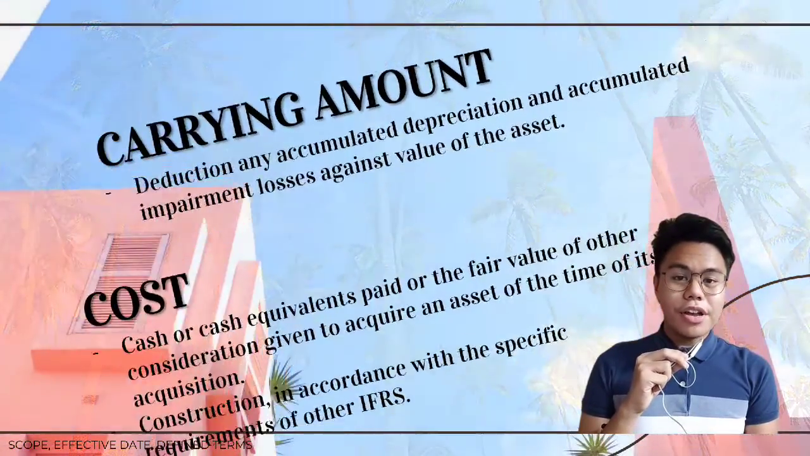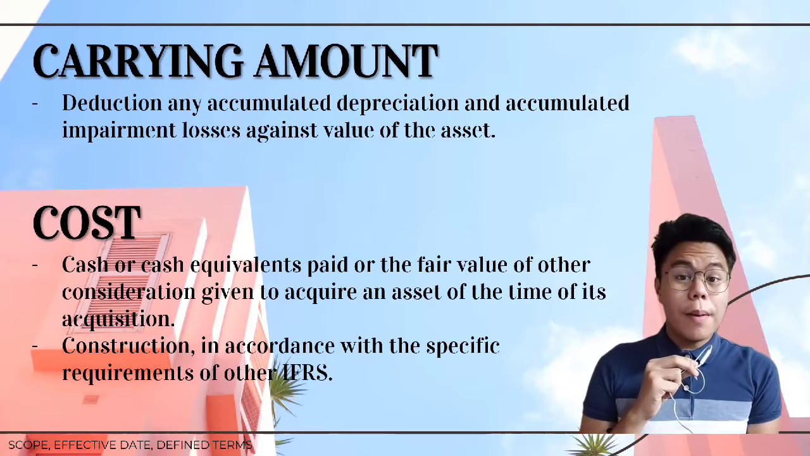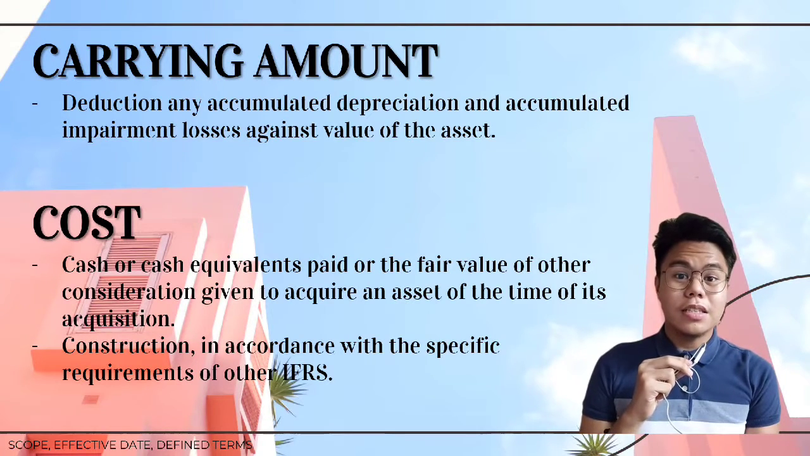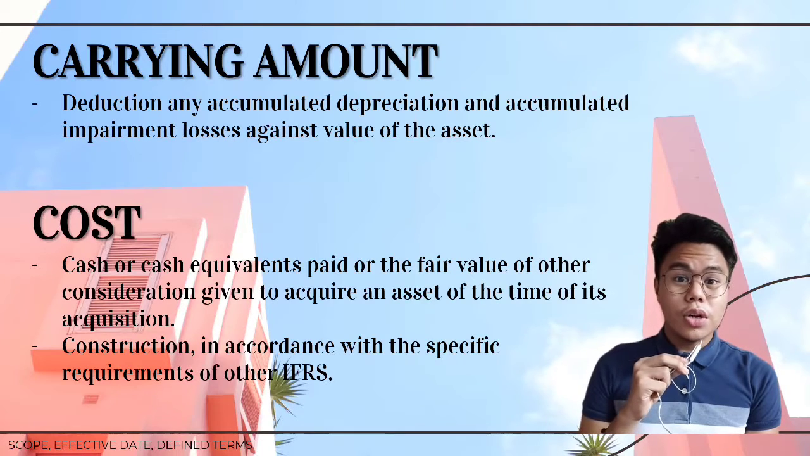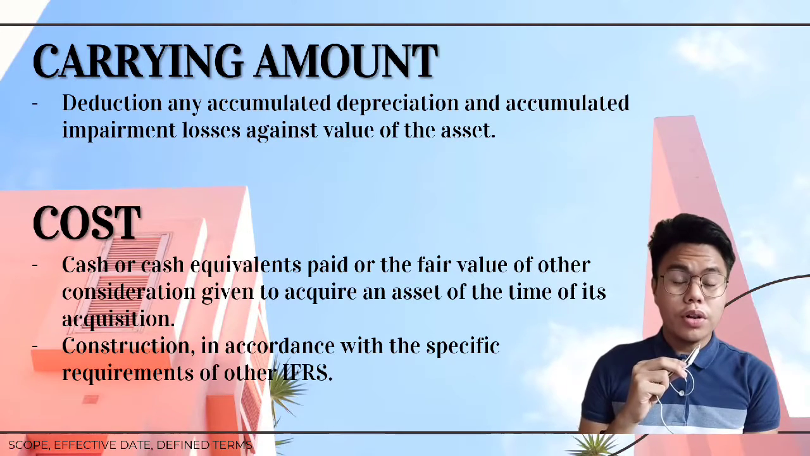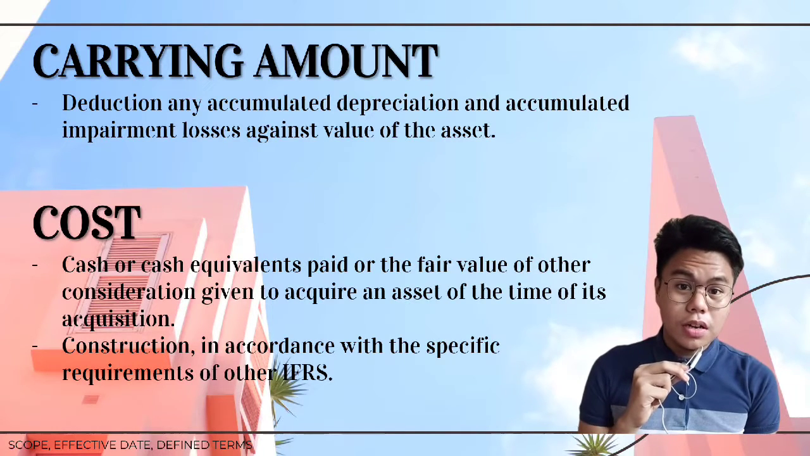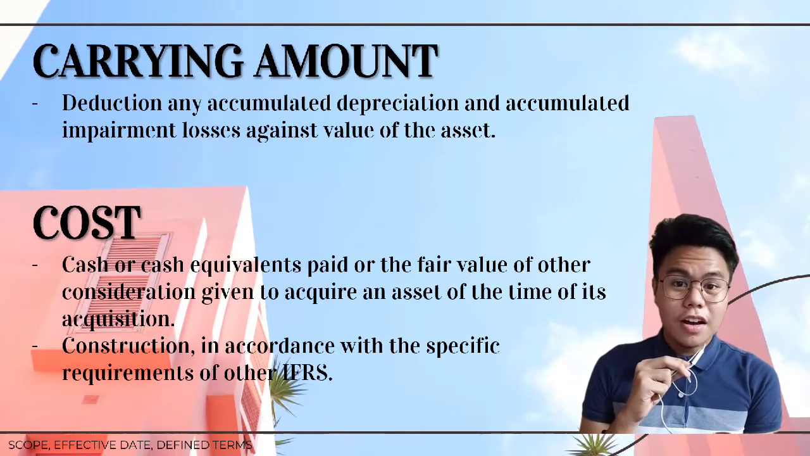Next is the carrying amount. It refers to the amount of an asset derived from this equation, which is the historical amount of the asset minus any accumulated depreciation, and we also subtract the accumulated impairment losses as well.